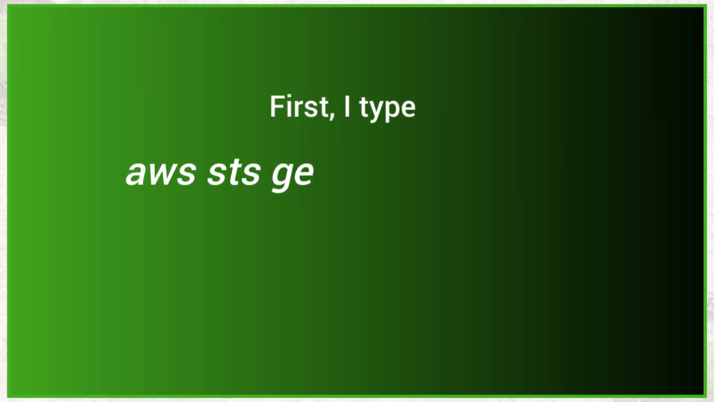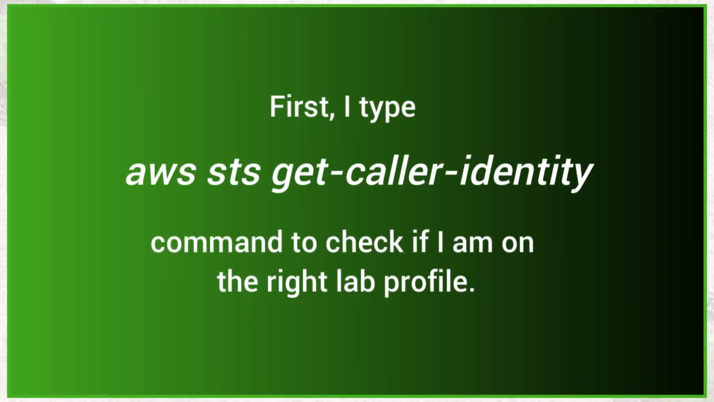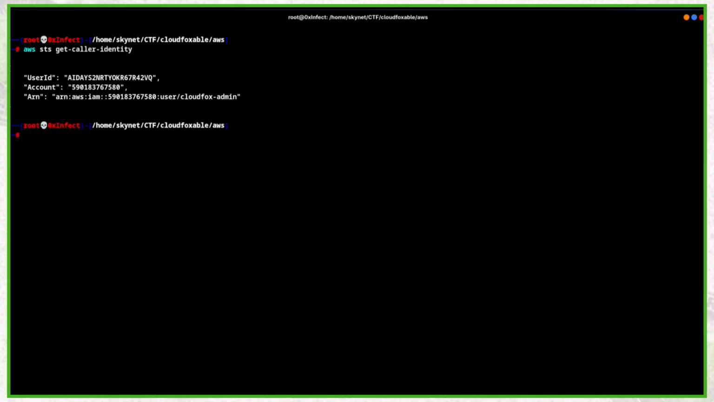First, I type the aws sts get-caller-identity command to check if I am on the right lab profile. Here it confirms that I logged into the correct IAM user. Then my first step is to enumerate resource-based policies to see which resources trust external AWS accounts. For that, I am using the CloudFox resource-trusts module.